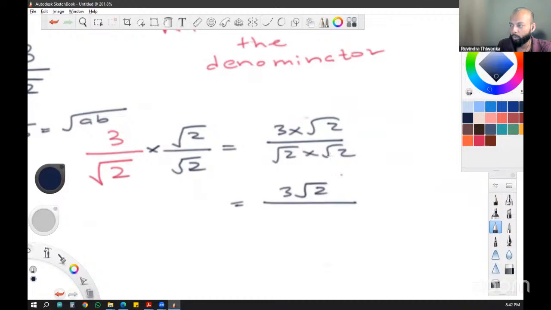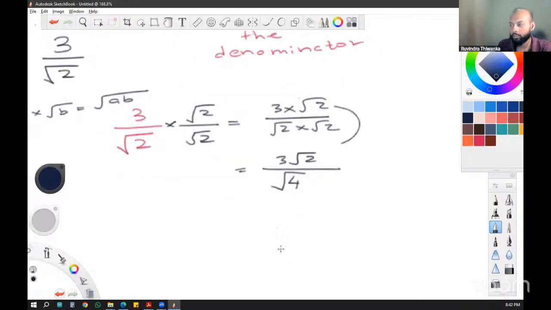3 root 2. We can write the top one, the numerator, as 3 root 2 and 2 root 2. Root a into root b gives root ab. This root 2 into root 2 gives root 4, right? Now you can see something. Root 4 is a perfect square number, right? Now you can write square root 4 as 2, right? Square root 4 is 2.